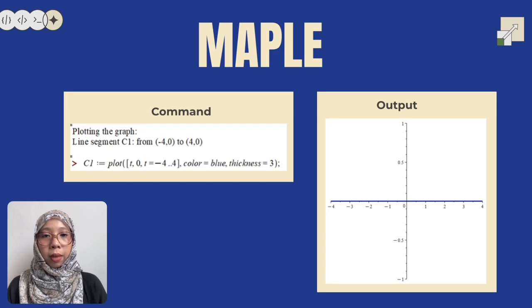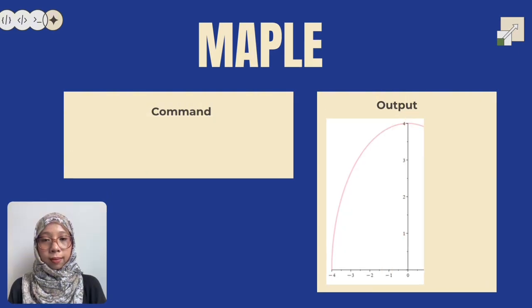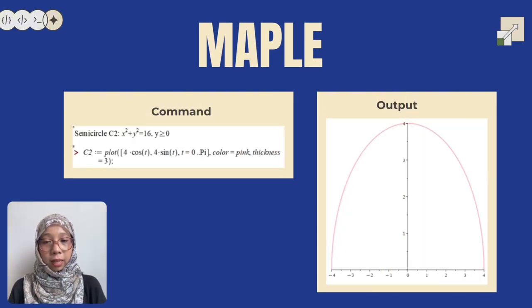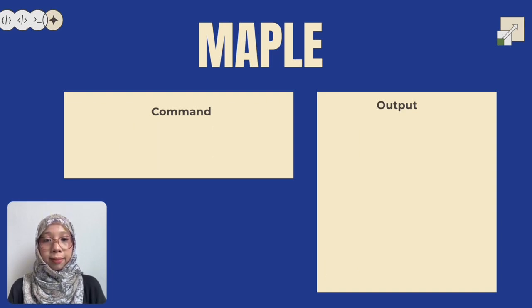To visualize the path in Maple, we plot C1 separately first. By using the plot command, with t from negative 4 to 4, Maple displays a straight blue line along the x-axis, representing our first path. Next, we do the same for the semicircle C2. We plot the parametric equations with t from 0 to pi and color it pink. The output clearly shows the curved upper boundary of our region.